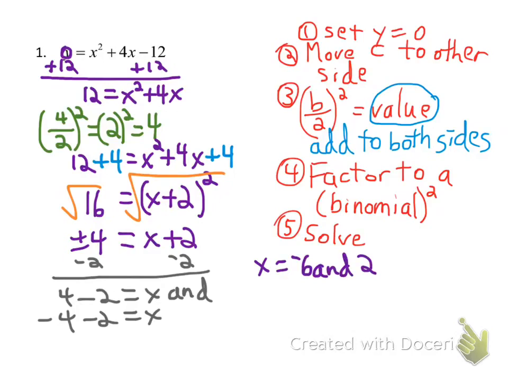So our two x values are going to be negative 6 and positive 2, which means they would cross the x-axis at the points negative 6, 0, and 2, 0. Those are our x-intercepts and our solutions to completing the square.